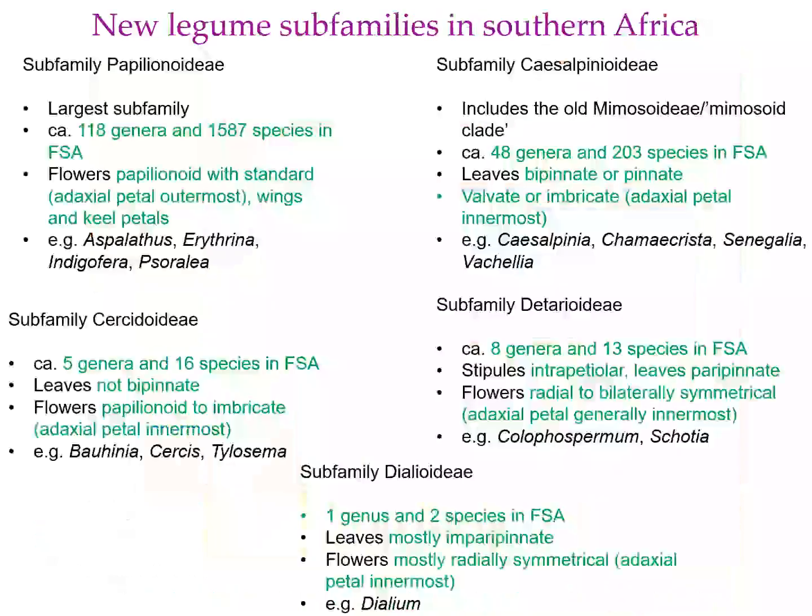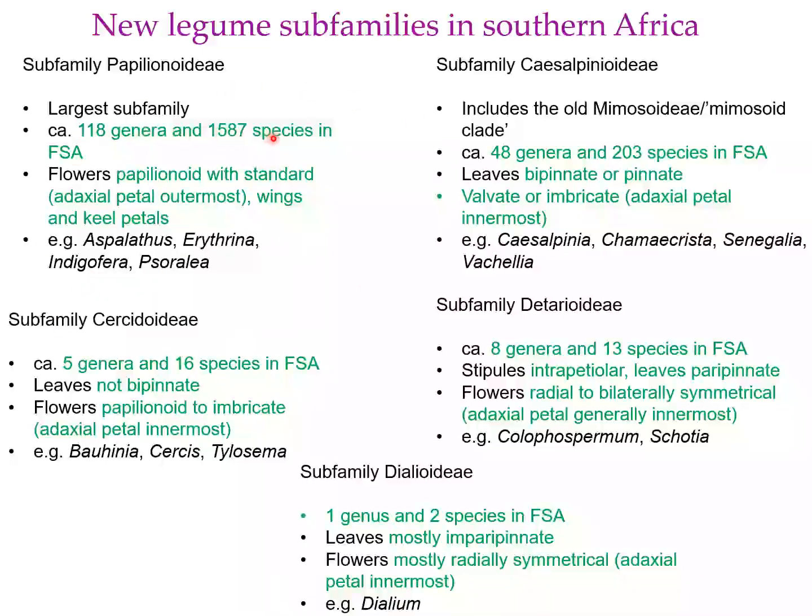So I'll show you now. In southern Africa, we only have 5 of the subfamilies represented. Cercidoideae, obviously we don't have in the country. So we have the largest, also in southern Africa, is the Papilionoideae.